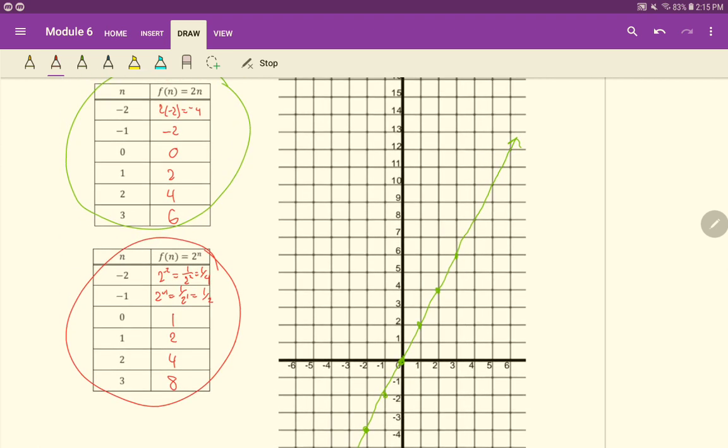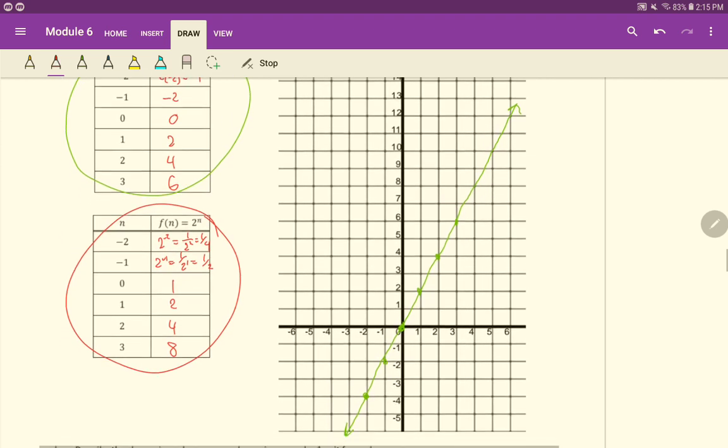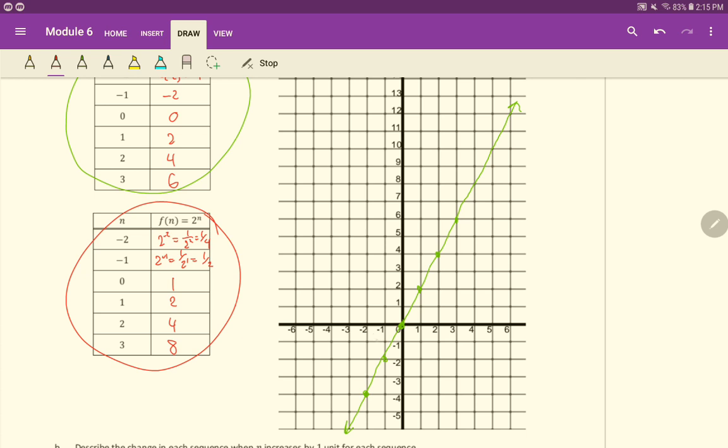Likewise then, in red, negative 2 has a y value of 1/4. So we're going to have to be a little bit careful here to graph that. It'll be something like right there. Negative 1 is 1/2, so it's a little bit easier there, halfway. Then we have 0, 1, then 1, 2, and then 2, 4, and then 3, 8.